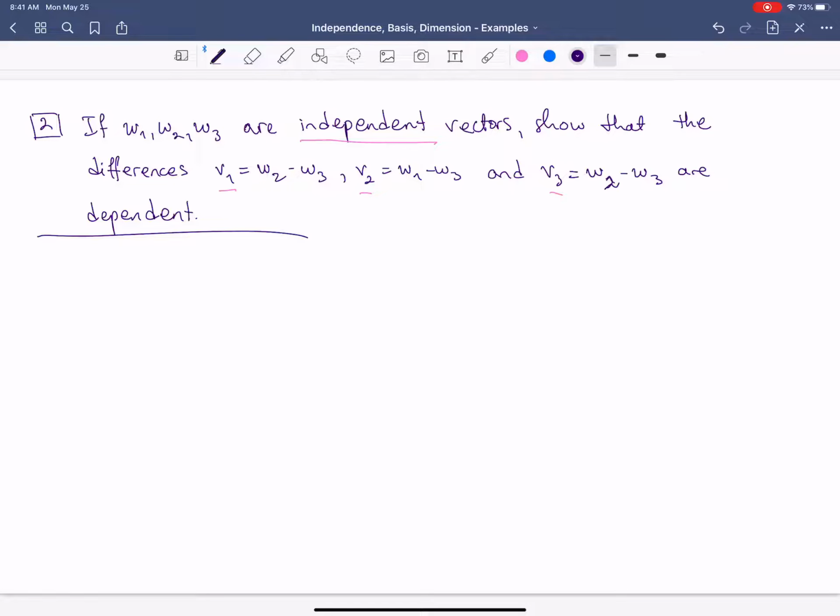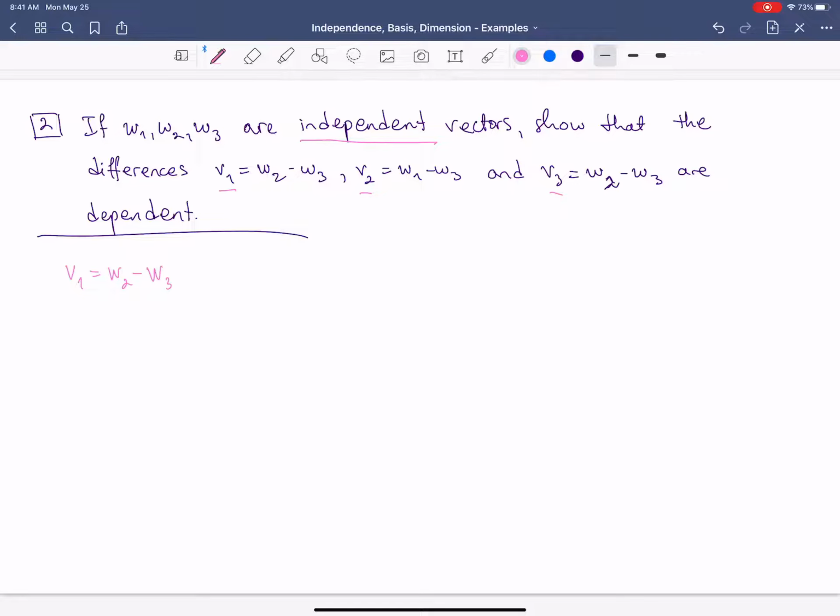All right. So how can we show that these 3 vectors are dependent? We're looking for some combination of the 3 vectors that will be dependent. Now, what's one way of looking at this? If I know that the vector v1 equals w2 minus w3, how can I write that as a linear combination?